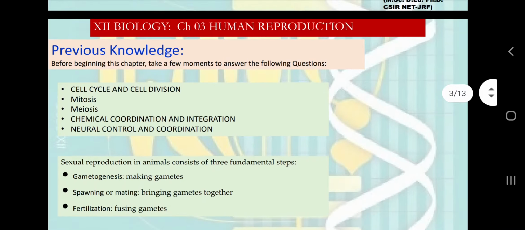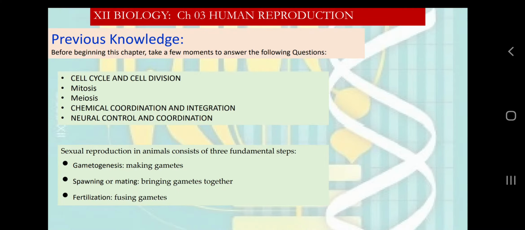So again, the same previous knowledge is needed to understand this video lecture, which I have discussed in my previous videos. If you want to check out those videos, I will provide a link in the description. Cell division and cell cycle, very important: meiosis, mitosis. Then chemical control and coordination from class 11th biology, and neural control and coordination from class 11th biology, to understand the implication of hormones plus our brain. Most importantly, the hypothalamus of the brain, and of course the pituitary.